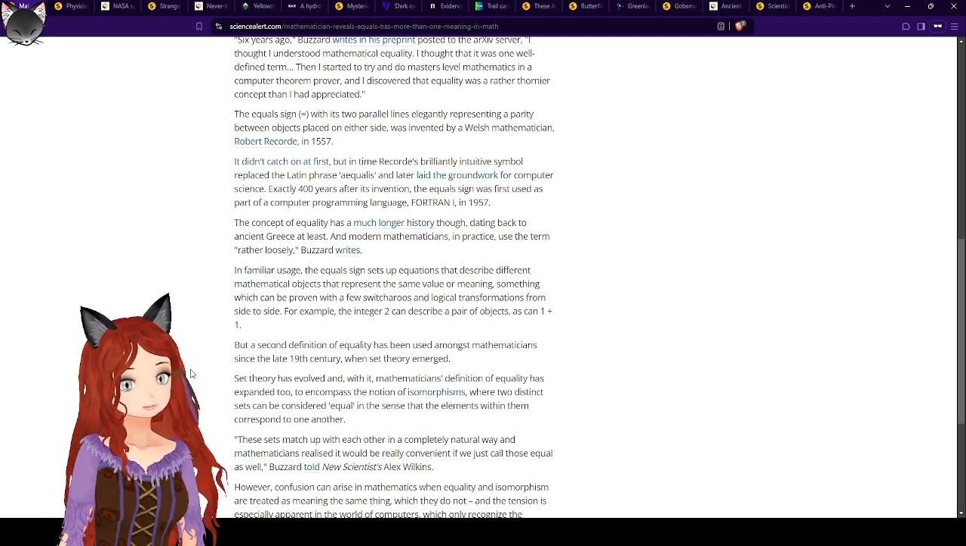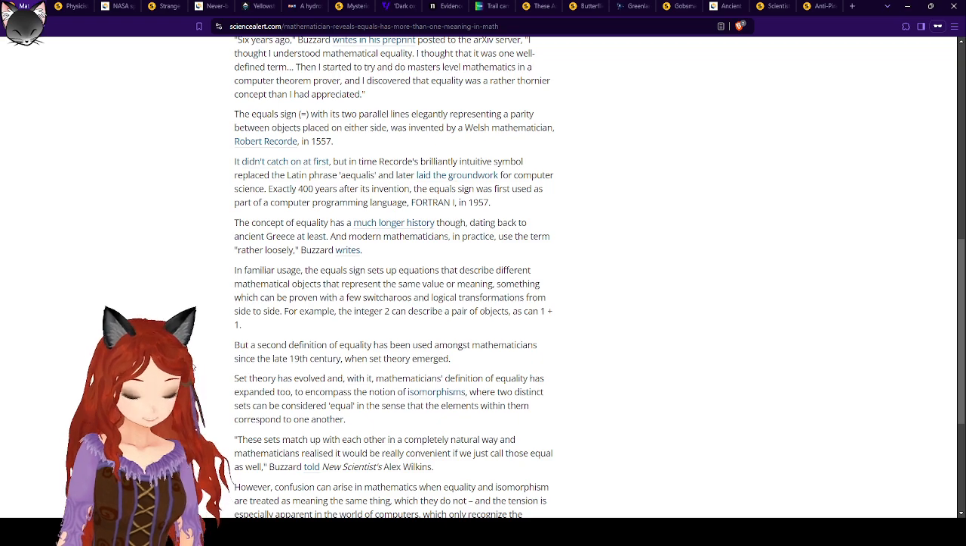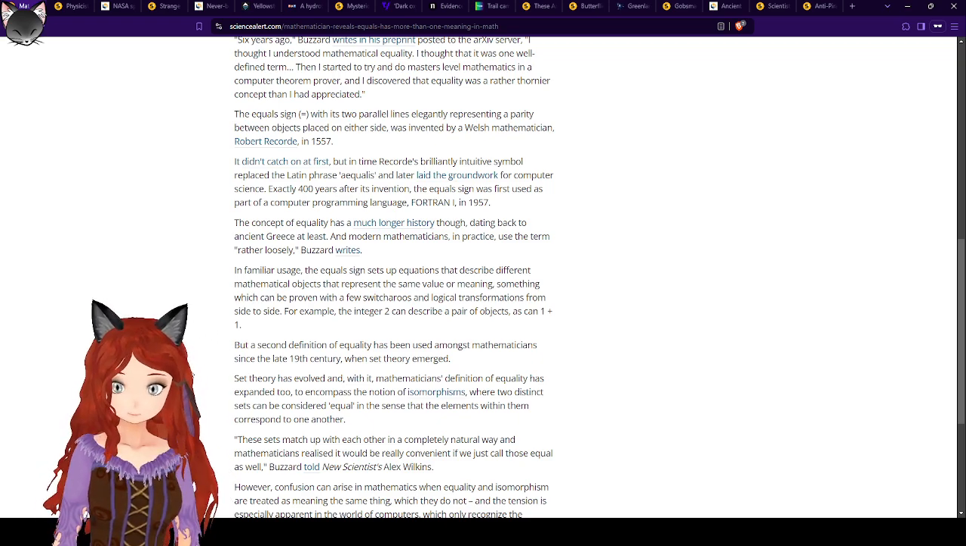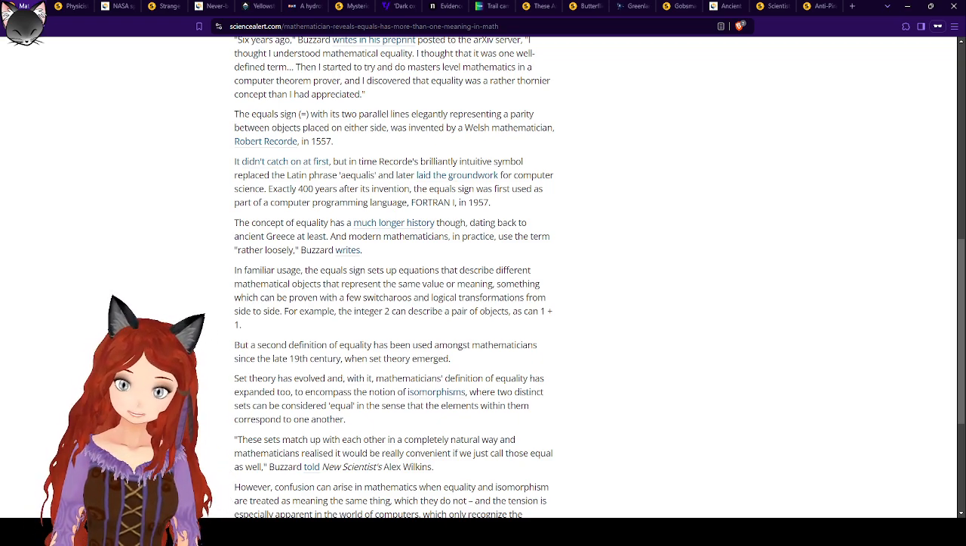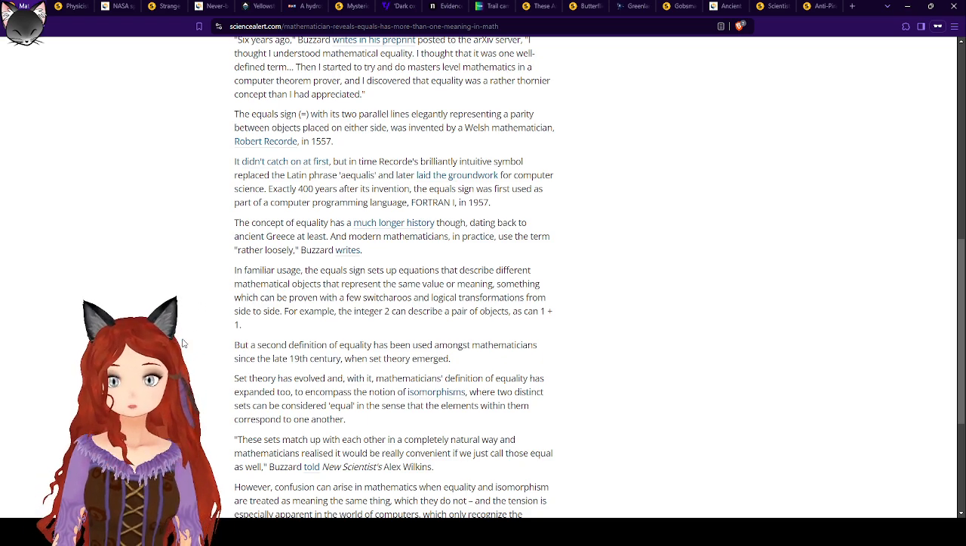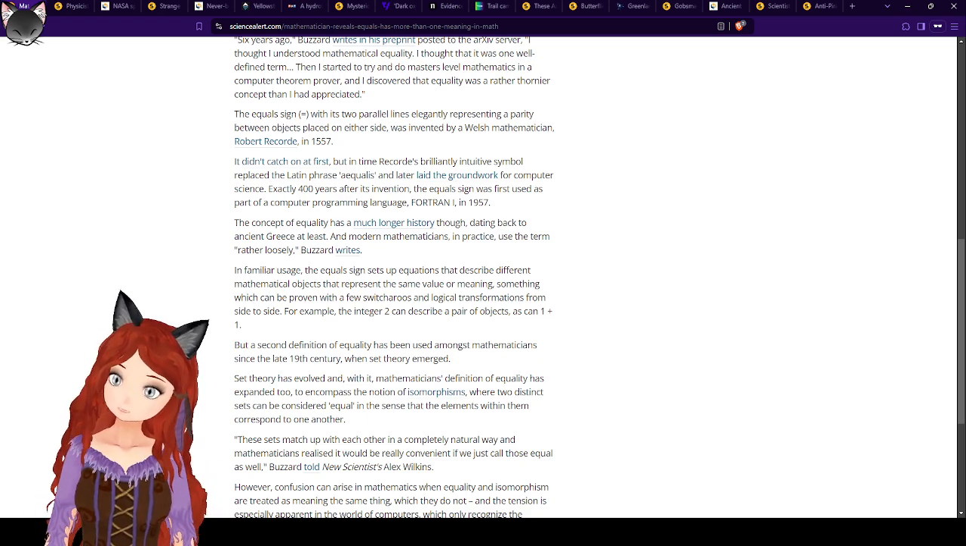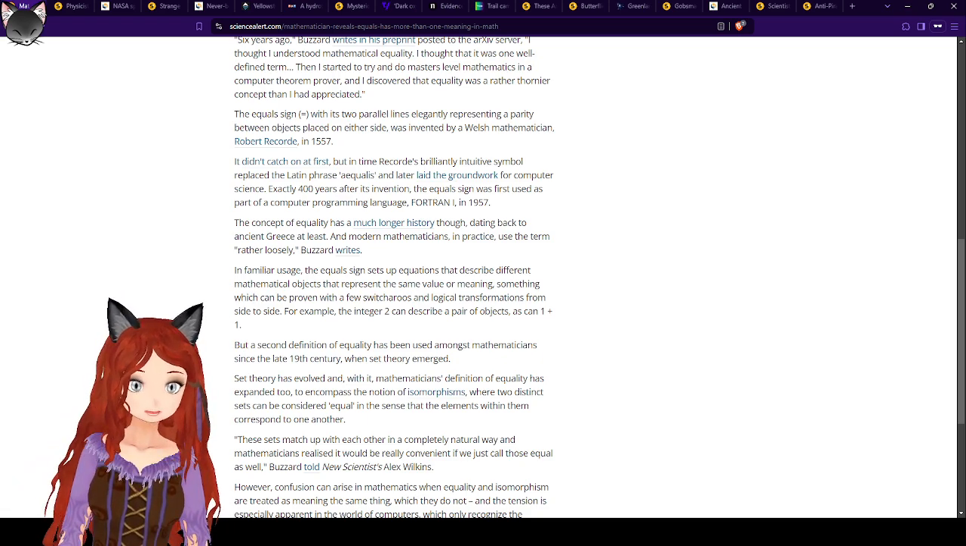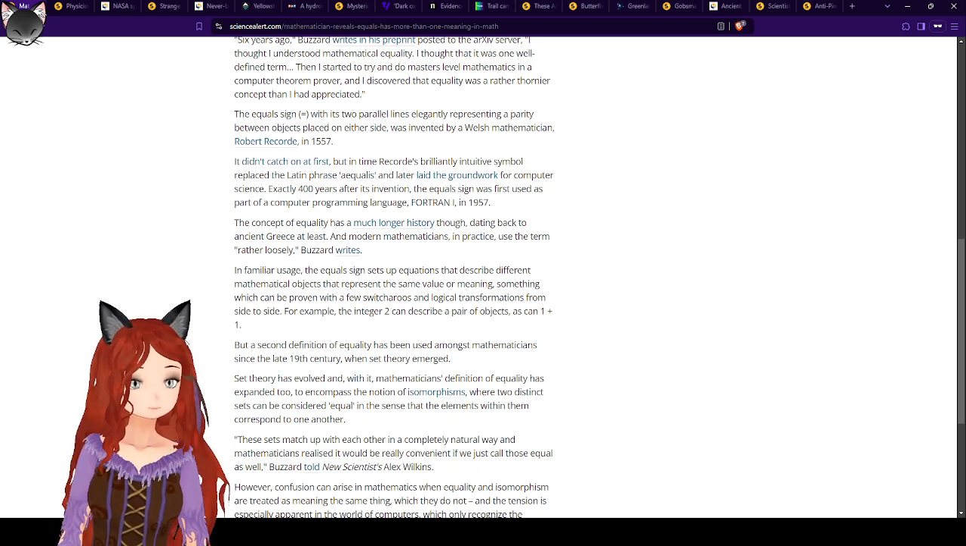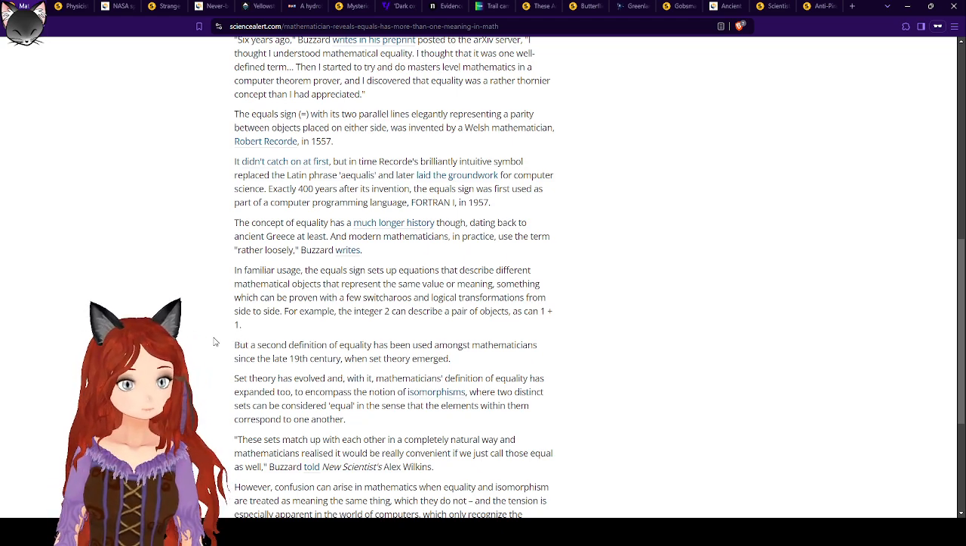So math is ahead of people who are saying that there's only two biological genders. I'm half joking with that. I am half joking with that. Math was able to keep up.